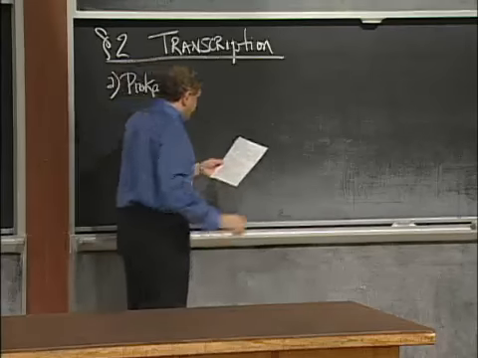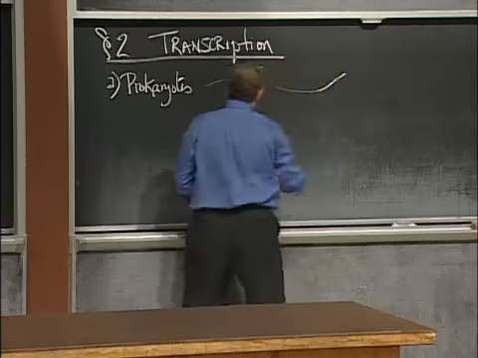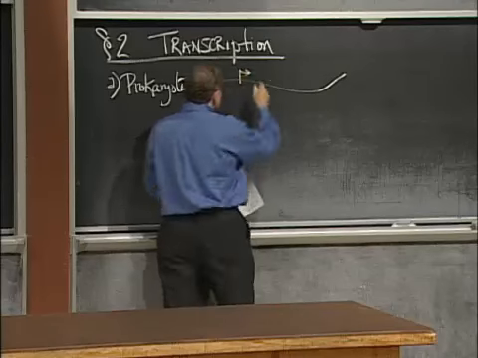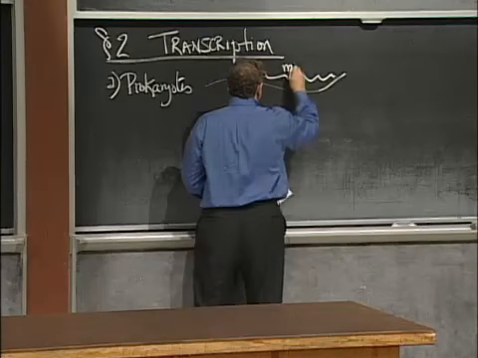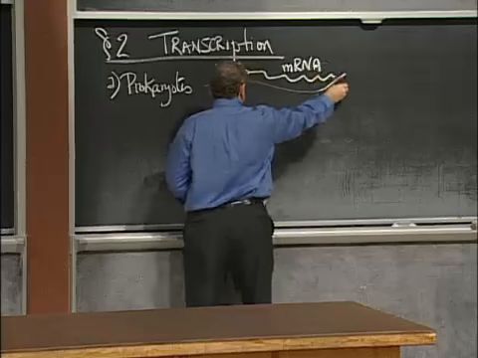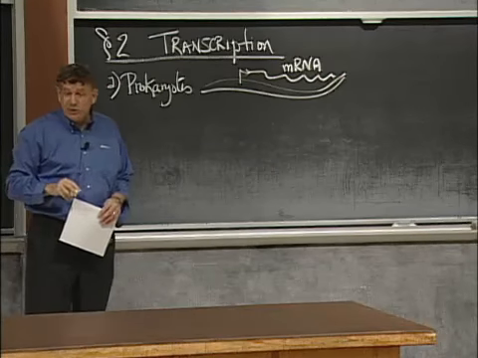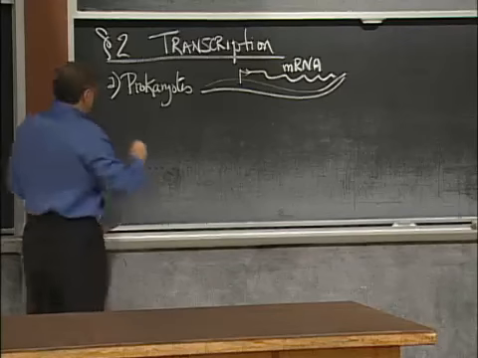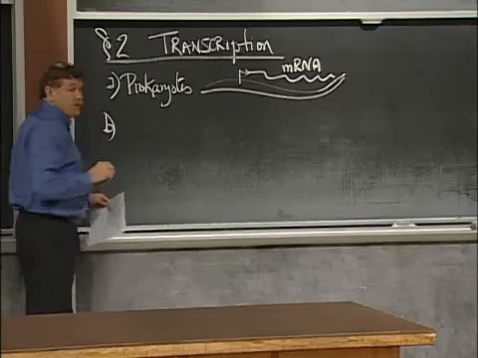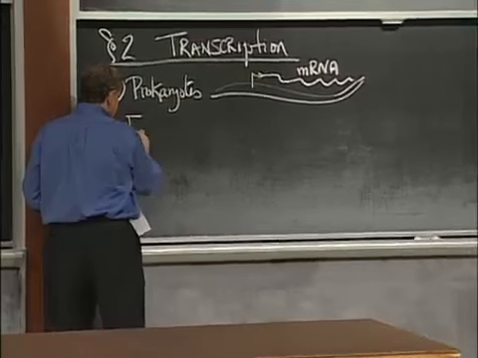Prokaryotes, pretty simple. I have a chromosome. I have my promoter. I make my messenger RNA. I'm done. Just like I taught you before. Transcription looks just like I told you. But for eukaryotes, it's a little weirder.